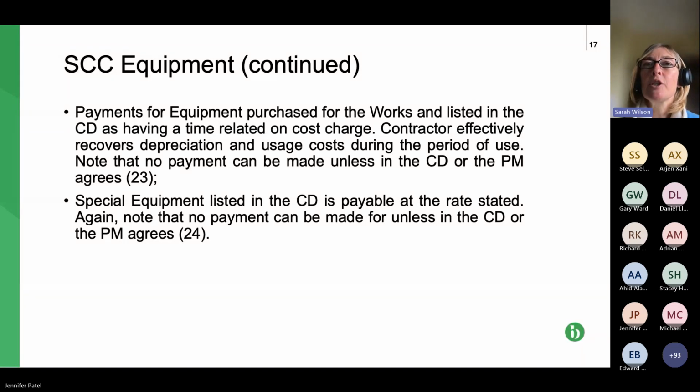So that's where you get the depreciation being the payment made by the paying party, the £6,000. The other item is the special equipment. So if there's any special equipment required on the project, then it's supposed to be listed in the contract data and paid at the rate stated.